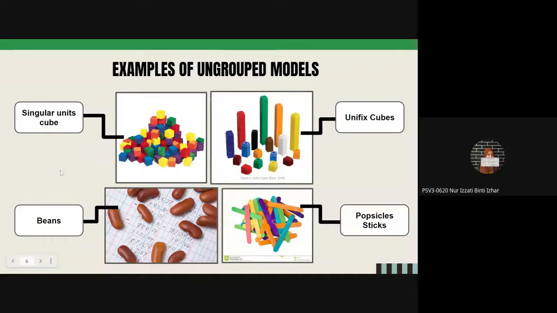Okay, these are examples of ungrouped models, such as singular unit cubes, beans, popsicle sticks, and unifix cubes. Basically, unifix cubes come as singular blocks. However, they can be linked together to make larger groups, but nevertheless, they are not permanently intact.